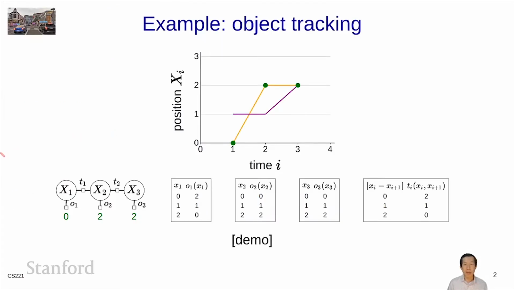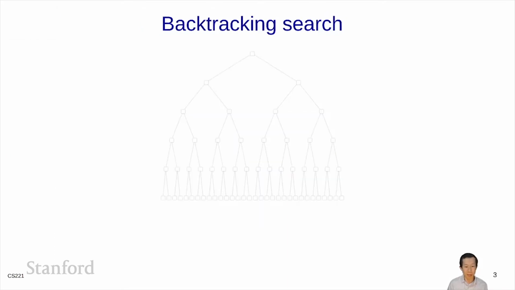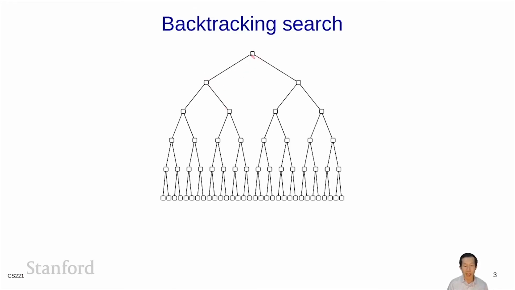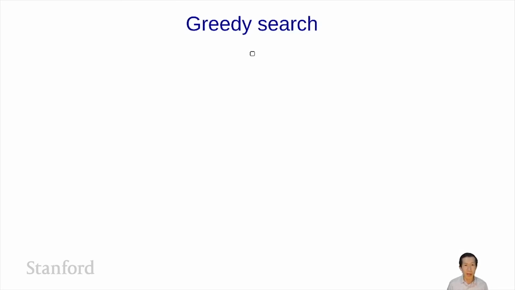Okay, so this is the object tracking example. So far we've seen backtracking search as a way to compute maximum weight assignments. Backtracking search essentially does an exhaustive depth first search of the entire tree in the worst case, which can take a very, very long time. So how can we avoid this? Well, we have to give up on something, and what we're going to give up on is correctness. So what we're going to do is simply not backtrack.